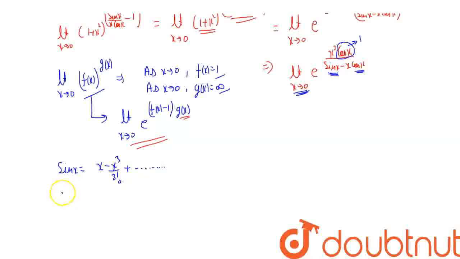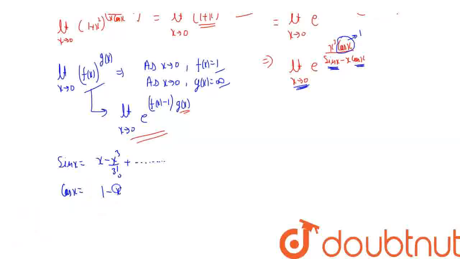And similarly we are going to use the expansion of cos x. So in the expansion of cos x we have 1 minus x square by 2 factorial, and here we have plus, and this goes on up to infinity in the same manner with the alternate positive and negative signs. So now we are going to use these expansions here.